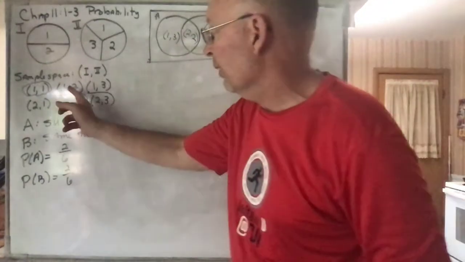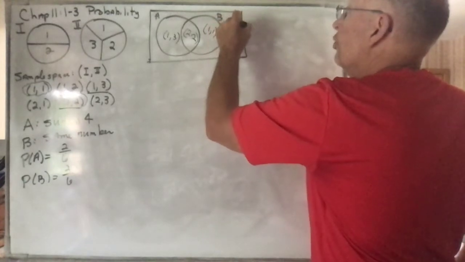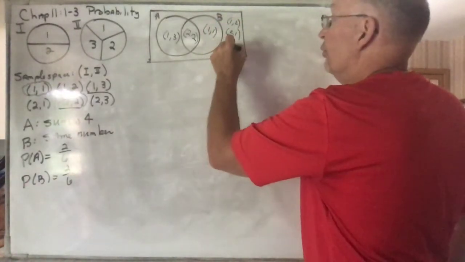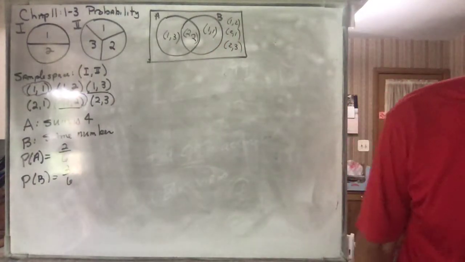And then what about the other ones? They're all outside here. Here's your 1, 2, and you've got a 2, 1, and you've also got a 2, 3. Okay, so they're all out there. Okay, so that's what's going on.